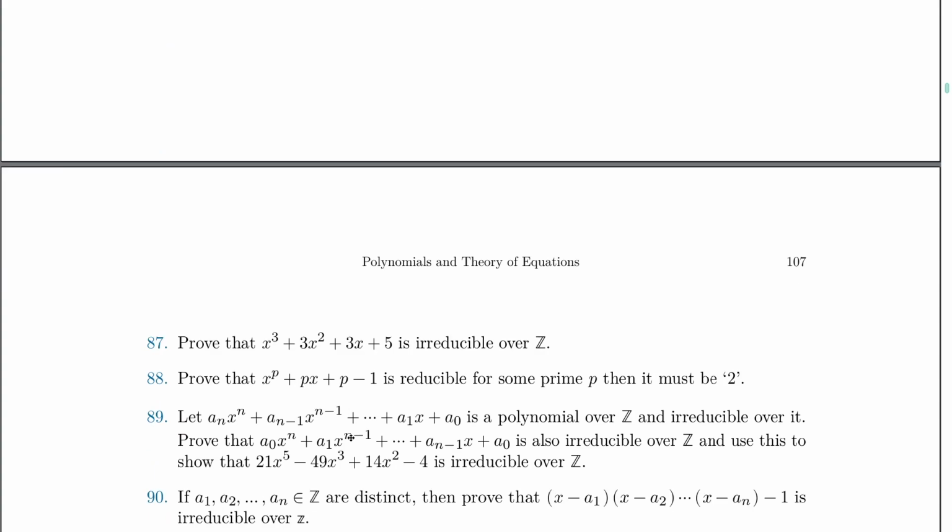Question number 89 says: let a_n x to the power n plus a_(n-1) x to the power n minus 1, and so on up to a1 x plus a0, be a polynomial over Z and irreducible over it. Prove that a0 x to the power n plus a1 x to the power n minus 1 and so on is also irreducible over Z, and use this to show that 21x to the power 5 minus 49x cubed plus 14x square minus 4 is irreducible over Z. This term should be a_n, not a0.